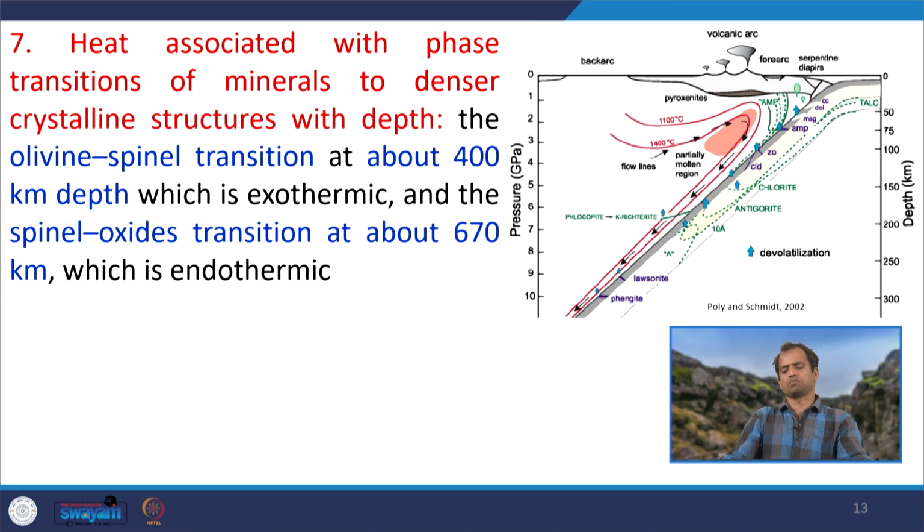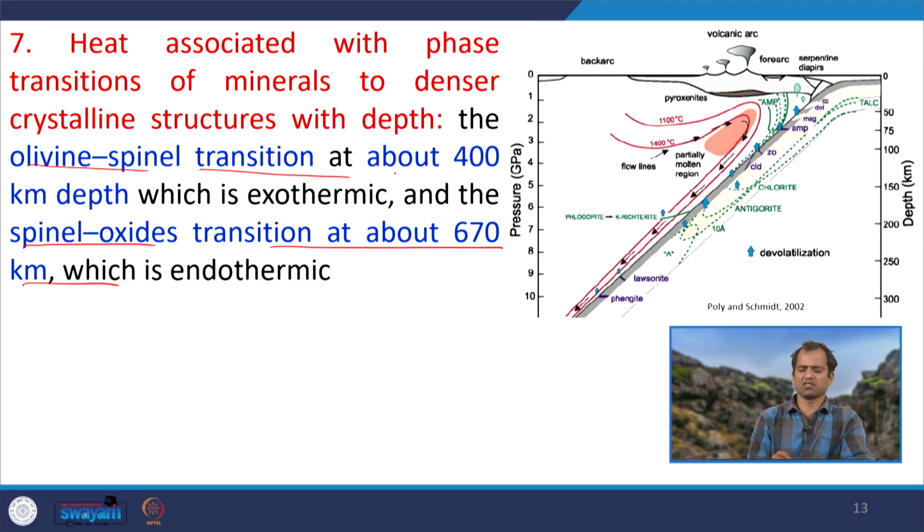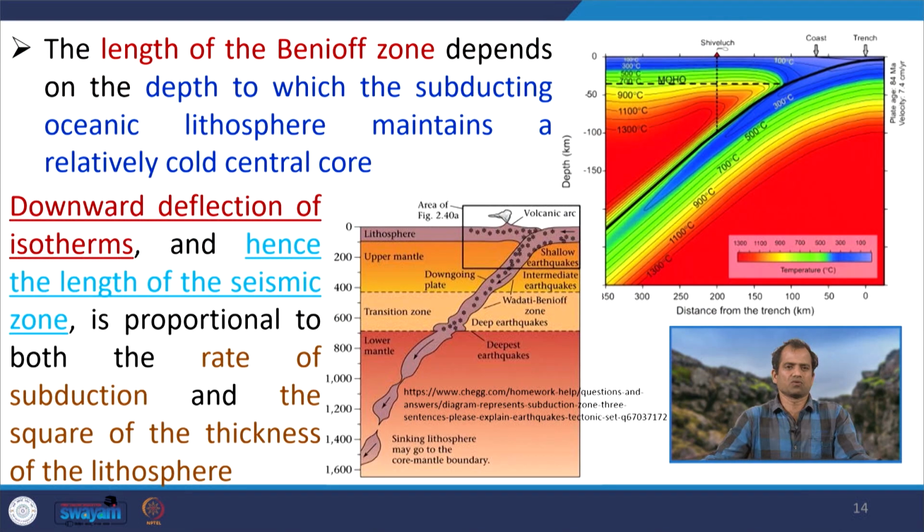Then heat associated with the phase change also plays a major role. If you remember the earlier class, we talked about phase changes taking place at certain depths. Phase change means olivine converting to spinel. Similarly, we have the spinel to oxide transition around 670 kilometer depth, and the olivine to spinel transition at about 400 kilometer depth. One is an exothermic reaction and the other is endothermic, so in either case there is a heat imbalance. That means this is creating heat, which is why the temperature inside the slab is increasing.